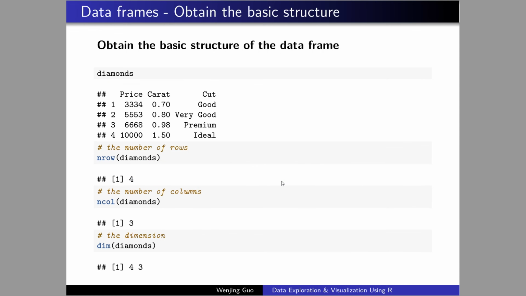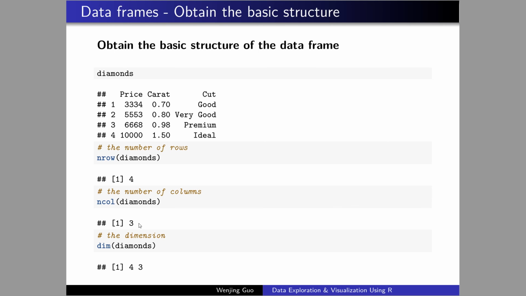Now let's see how to obtain the basic structure of the data frame. We use diamonds as an example. If we would like to know how many rows are in diamonds, we can use the nrow function here. The input of the function is the dataset we are working with. In our case, it's diamonds. R returns 4. That is, there are 4 rows in diamonds. Similarly, we can use ncol here to obtain the number of columns in diamonds. R returns 3.